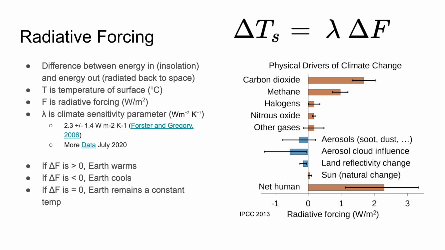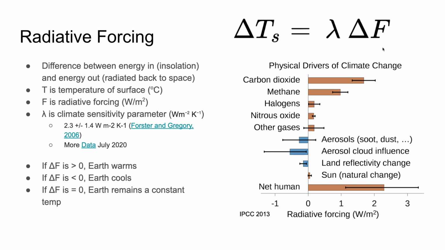If we want to understand how the temperature on the Earth will change as a result of these things, we need to look at this idea of radiative forcings. And if we can understand radiative forcings, we can understand how much our temperature will change based off of physical drivers of climate change like carbon dioxide, methane, halogens, and other gases. The change in the surface temperature of the Earth is equal to how sensitive the climate is to change times how much we're changing the radiative forcing of Earth.